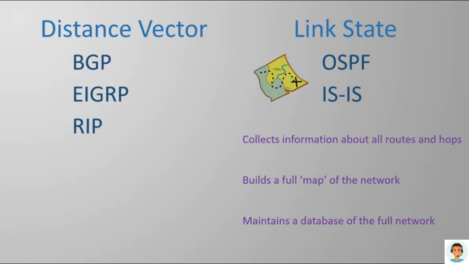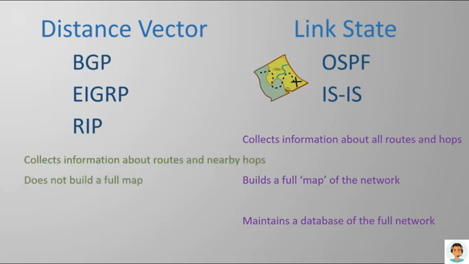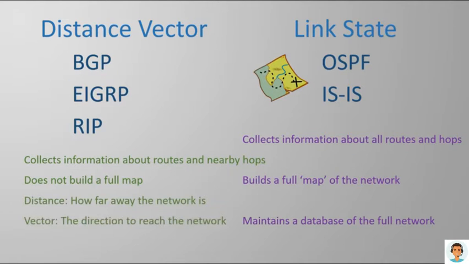Distance vector routing protocols, which includes RIP, take a different approach. Routers running a distance vector protocol will still share routing information with their neighbors, but they won't share as much information and they won't build a full map. Simply put, they share a network and how far away it is. For example, a router might say, "I know about 10.10.10.0, and it is 2 hops away."